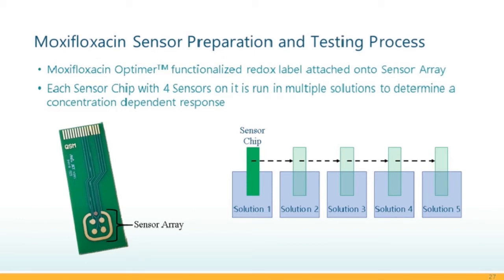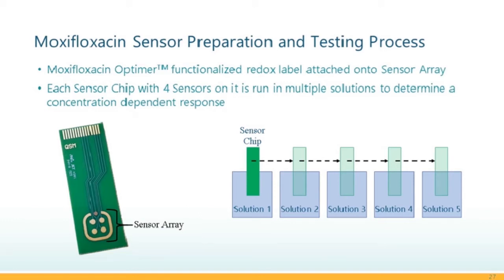So what we did was we attached this functionalized aptamer onto our electrode. You can see the 4 electrode slides, the cartridge that we have. We have the same moxifloxacin aptamer on each one of those. These were hand spotted as an initial test, so they're immobilized.